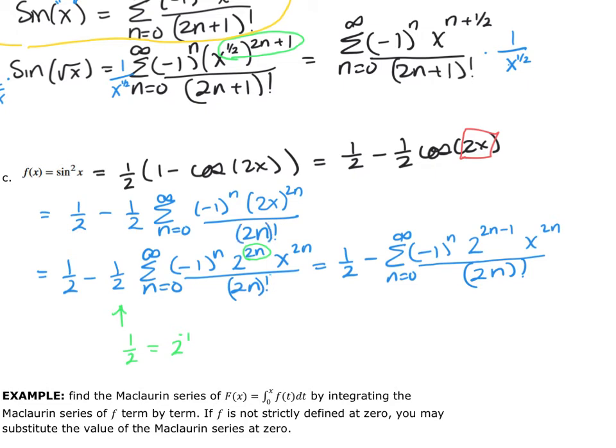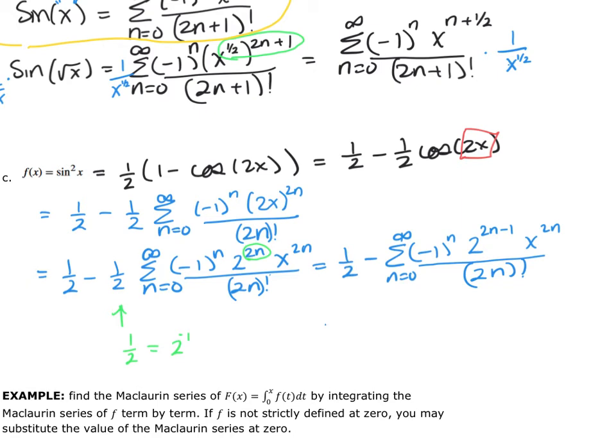Okay? Now, I need to be able to bring in that 1/2 somehow. Well, here's the deal. If I put 0 in here, this is going to be 1. This is going to be -1/2. This is going to be 0, and this is going to be 0. So if I put in 0, this is going to give me 1/2. So if I adjust this to 1, I can bring this in.